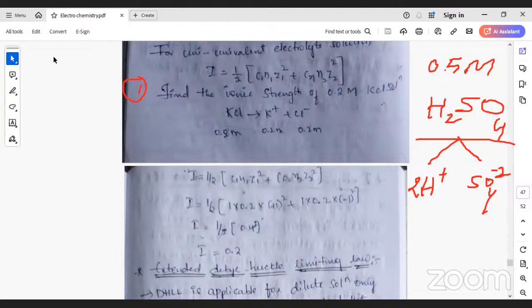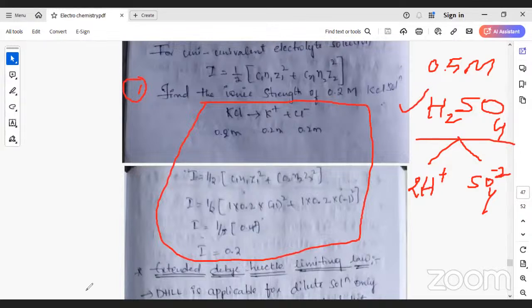It is on the screen itself, how the dissociation of KCl happens. So this is the dissociation of KCl, and this is how we find the ionic strength of that KCl. This is the procedure. You have to apply the same procedure for H2SO4, but whose concentration is 0.5.